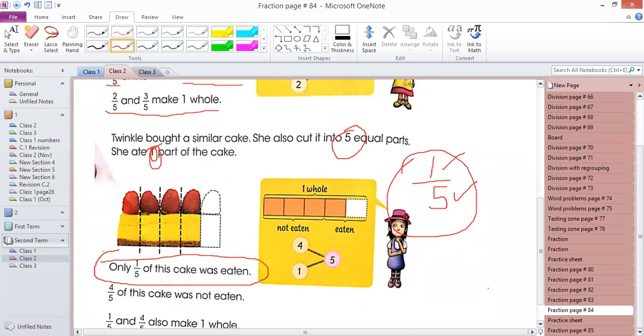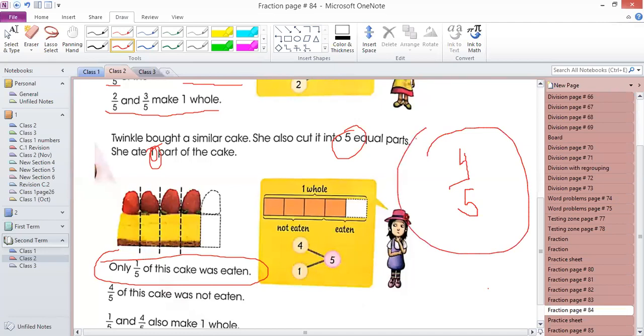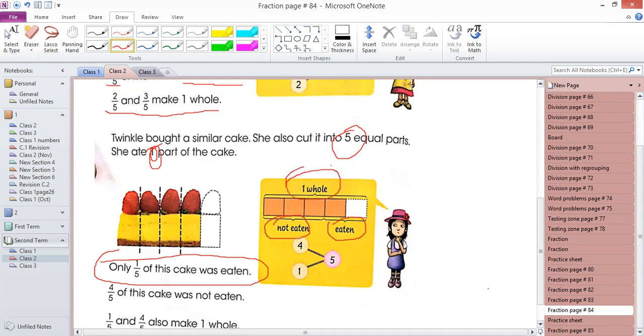Right? If I ask you to write how much cake she did not eat, you will say, sir, there are a total of 5 equal parts, and out of 5 she ate 1 part. So 4 parts are still left. That means 4 parts out of 5 parts she did not eat. So if you add the part she did not eat and the part she ate, that will always be equal to 1 whole.